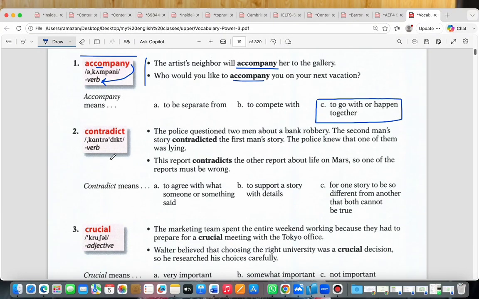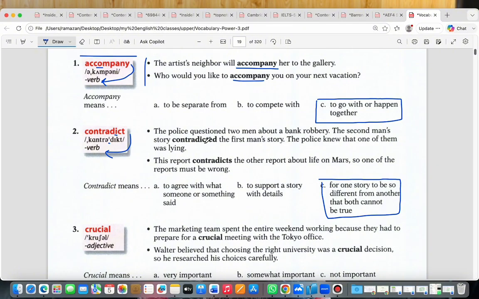It's contradict. Contradict, the stress is on the last syllable, as you can see here, and it's a verb. So contradict means for one story to be so different from another that both cannot be true. Okay, this means that when two things are different from each other or up against each other. So, for instance, the police questioned two men about a bank robbery.